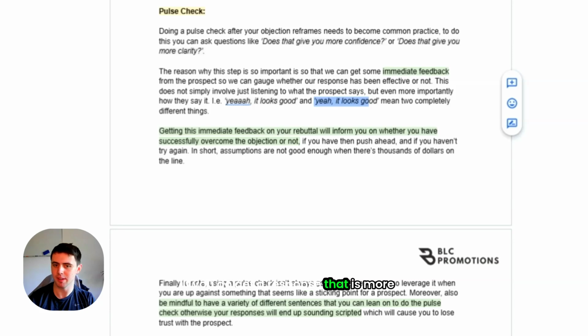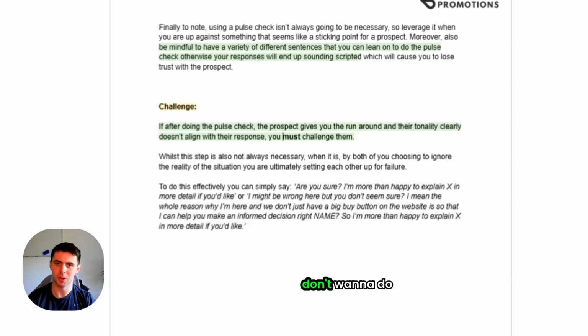If you do get a response that is more along the lines of, yeah, that sort of clears it up, and they don't sound 100% convinced, what you don't want to do is challenge the customer. Obviously, what you don't want to do is have lingering objections or the customer mess you around. And if their tonality is just not matching what they're saying, it's important that you call them out on it and actually try and help them make the correct decision.